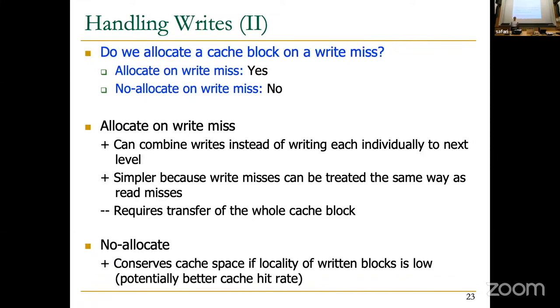And that's really the key that I want you guys to understand. The access pattern is the most important thing in the cache. If the access pattern is such that you don't need write combining, but you actually need to conserve cache space and the locality of writes is low, then no allocate on writes is actually a better design decision. And again, you can have hybrid policies over here.